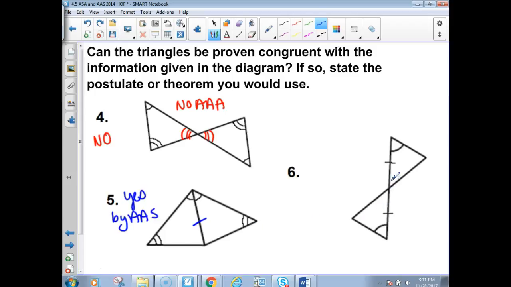Number 6, you can mark the vertical angles congruent to one another, and you need to. So yes, these triangles can be proven congruent, and it would be by angle, side, angle, because the side is between the angles. It's the included side between the angles. Okay.